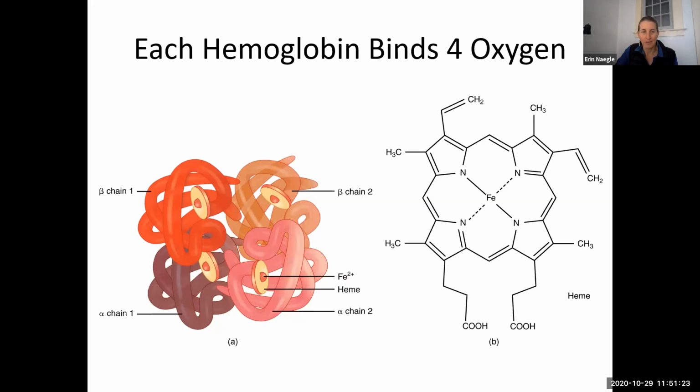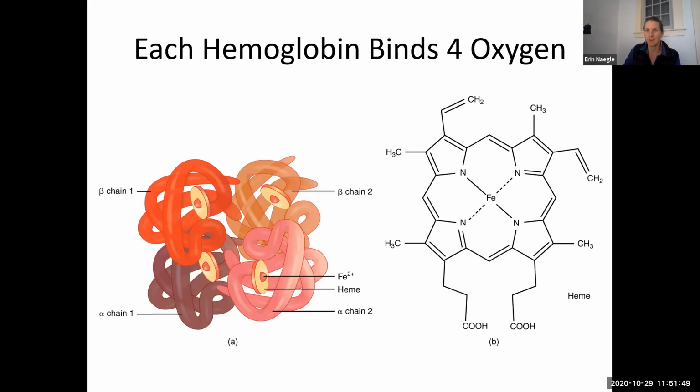Your hemoglobin is made up of 4 polypeptide or 4 protein chains. Those are called the beta chains. At the center of each one of those chains, you have this heme group. The heme group at the very center of it has iron, and it's the iron that binds to the oxygen. So each one of your hemoglobin can bind four oxygen.